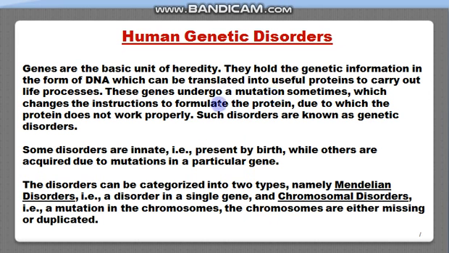And these genes undergo a mutation sometimes, which changes the instructions to form the protein, due to which the proteins do not work properly and a disorder is caused, and such disorders are known as genetic disorders. It means genes are responsible for the proper functioning of the body, and if there is some mutation in the genes, then proteins are not formed properly and do not work properly, and then a disorder is caused.